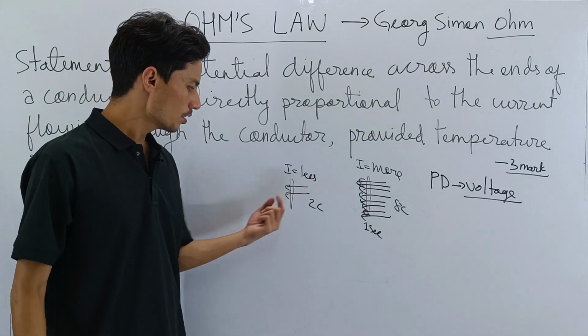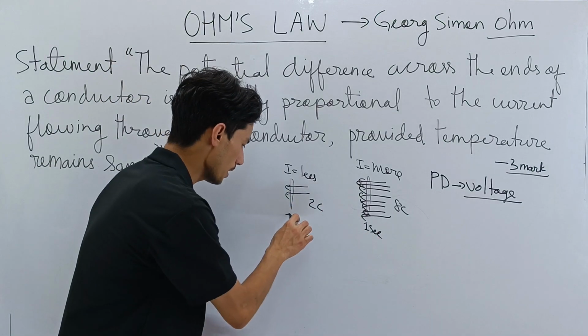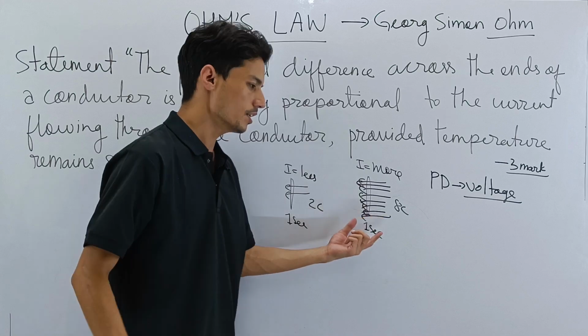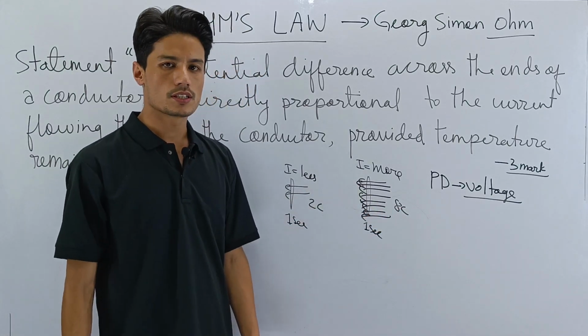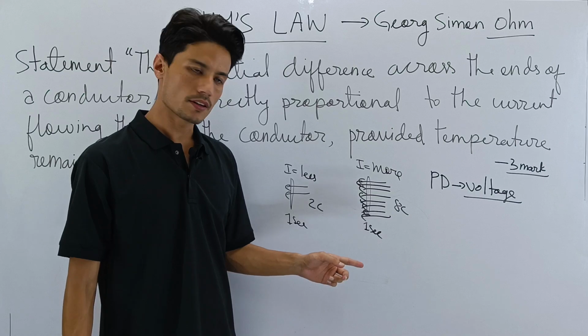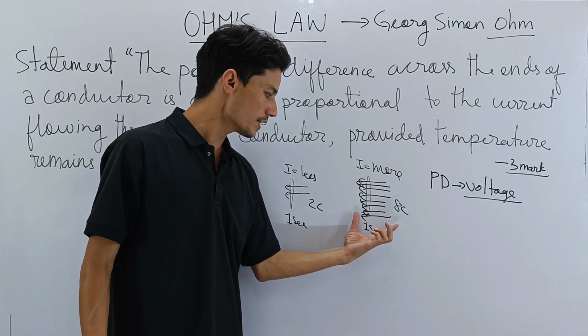So in 1 second, only 2 charges are passing through this, whereas in 1 second, timing is same, 8 charges are passing through. Now you tell me, where is more current? Here more current is flowing. Now how come in 1 second 8 charges are passing through?